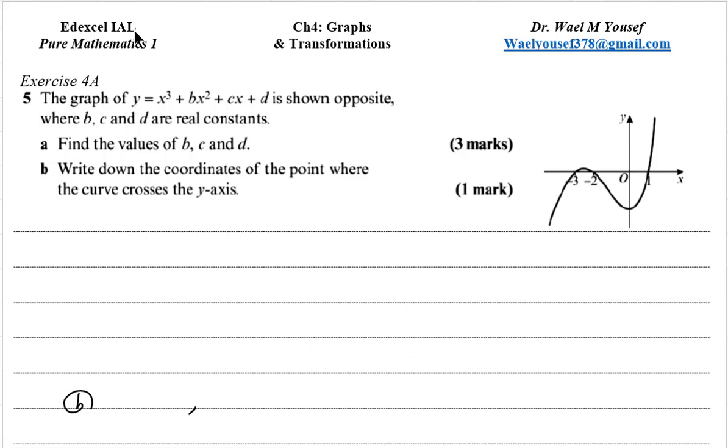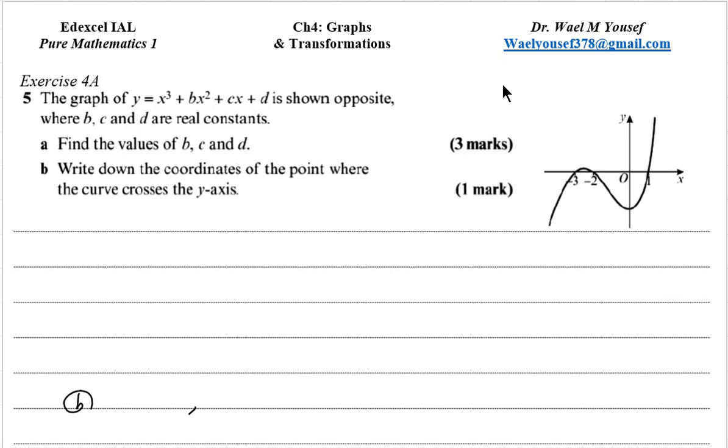For EDEXCEL AS Level Pure Math 1, we will solve in this video past paper problems on Chapter 4, Graphs and Transformations. For exercise A, question 5, the graph of y equals x^3 plus bx^2 plus cx plus d is shown opposite. A, find the values of b, c, and d.